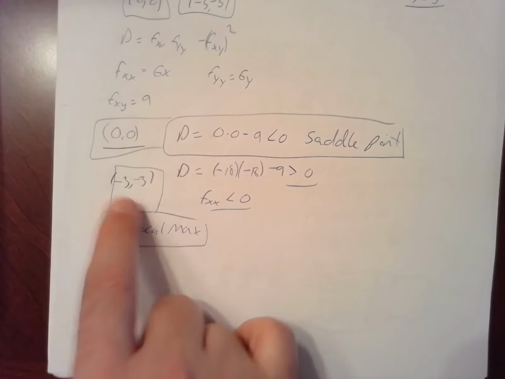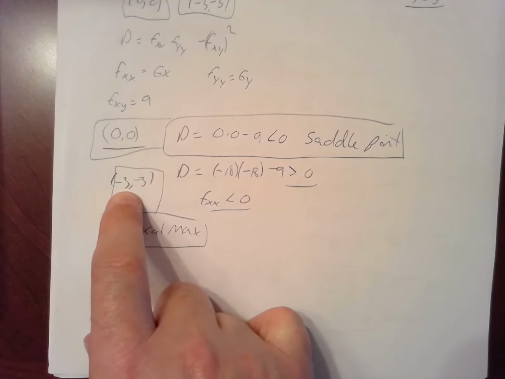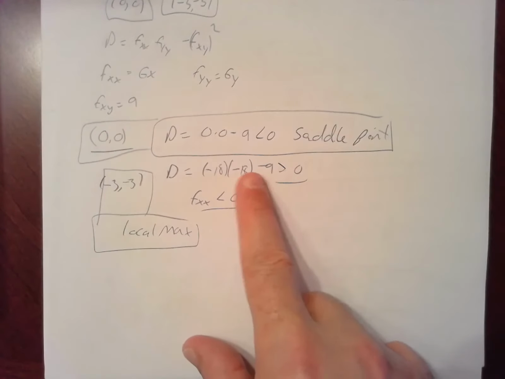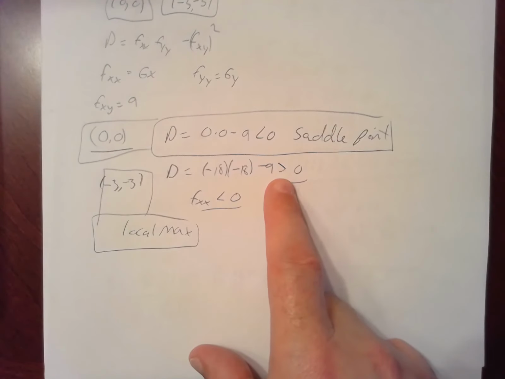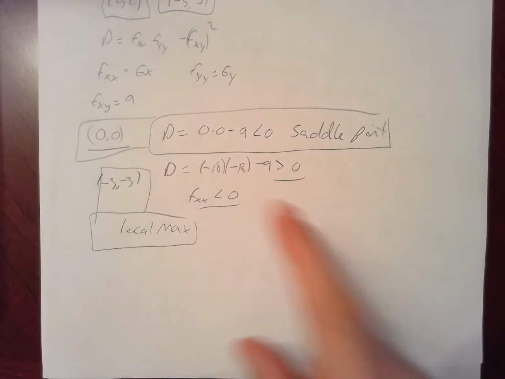And then for negative 3, negative 3, we get a positive number. I don't care what it is. It's positive. Got a positive number. fxx was negative at that point, so positive, negative, it's a local max.